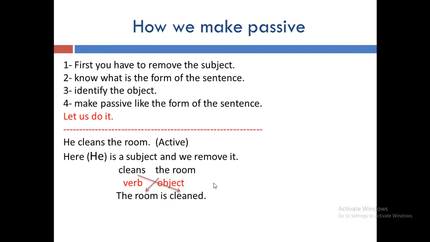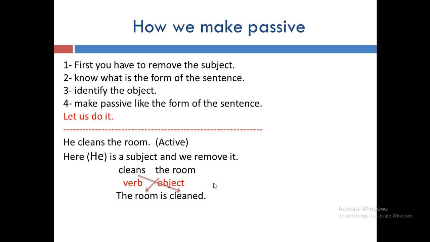How we make passive. We have four main points that you follow to very easily change an active sentence into a passive one in a very short time. First, you have to remove the subject. As I said in the previous slide, the essential and most important point to make passive is removing the subject, because having a subject in the passive voice is not necessary and you don't want it.